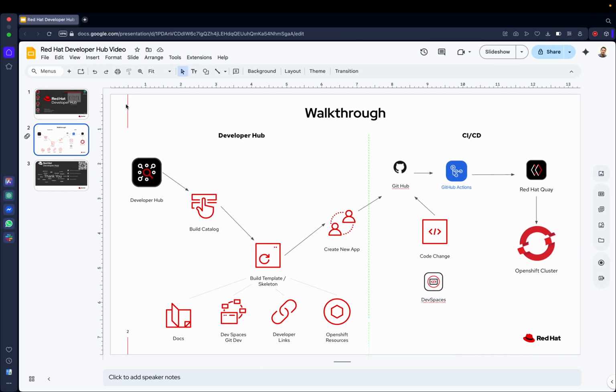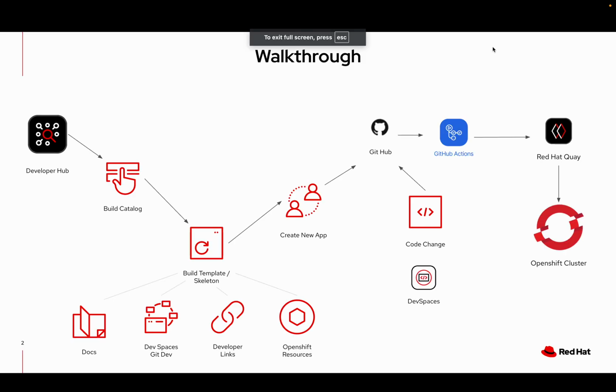So going through our walkthrough here, you'll see that we've been able to build a new catalog. We've been able to build a new skeleton with placeholder variables. The catalog injects the parameters in there as defined by the developer. It's created a new app. We've pushed it into GitHub. We've done some code changes. Git Actions has picked up on those code changes, pushed it to Quay, and then moved it directly into OpenShift. So yeah, hopefully this was useful for you.